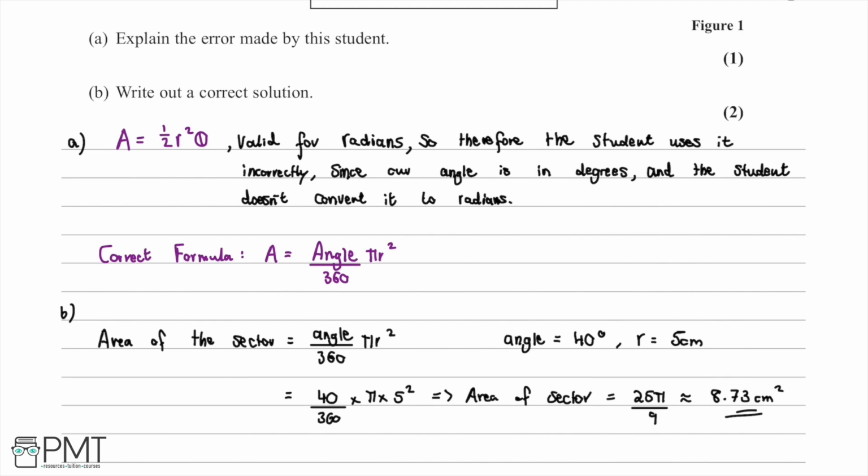And then we receive our second mark for coming to the correct conclusion. So putting them into our calculator and then coming out that the area is equal to 8.73 centimetres squared, or 25 pi over 9. And either of these answers would have been acceptable.